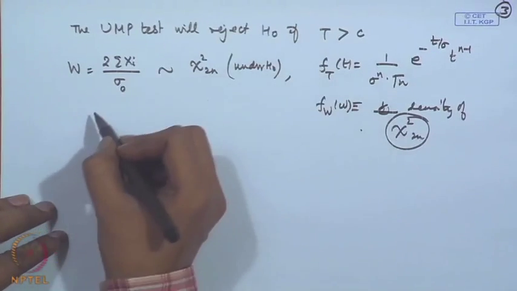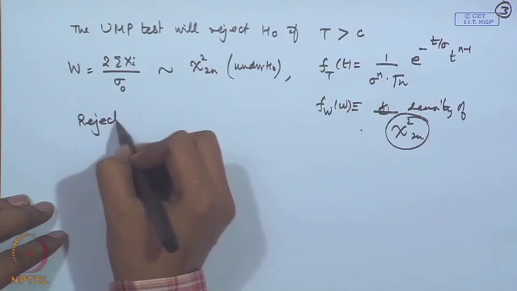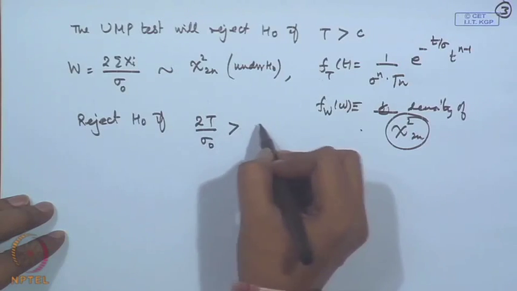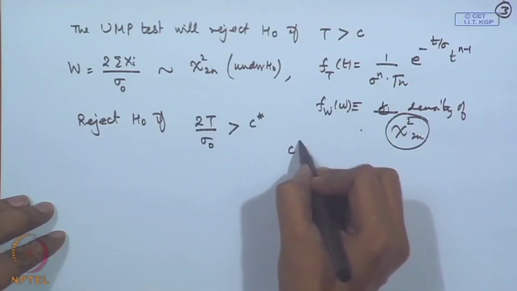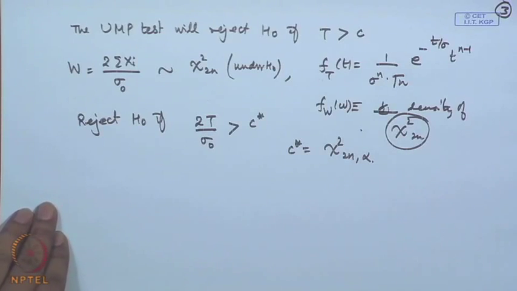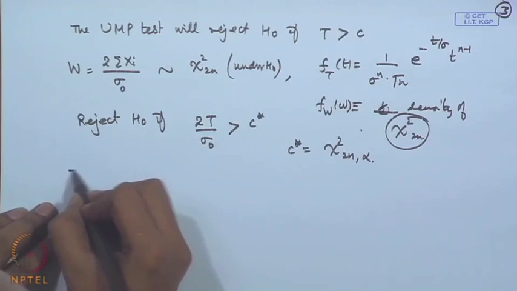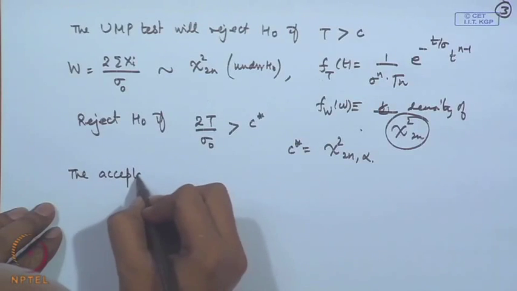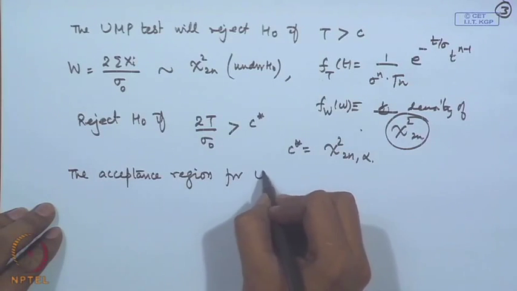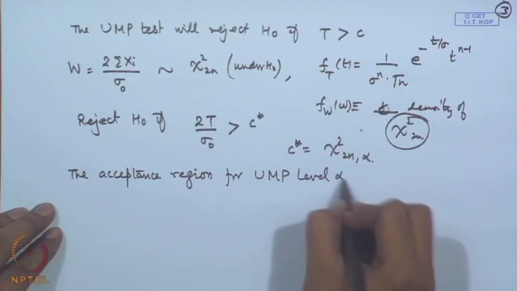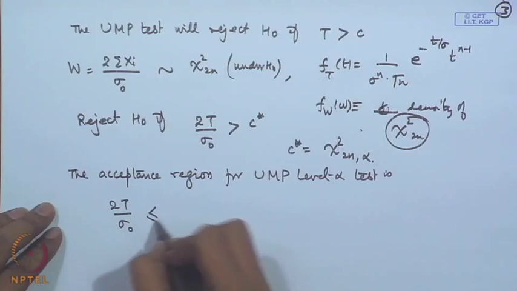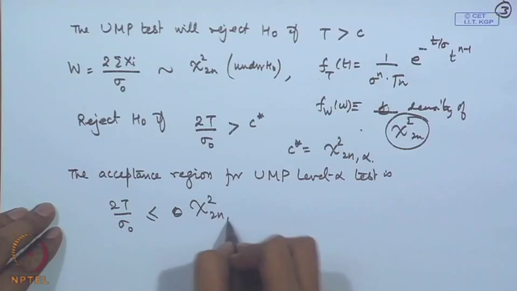So, we can write reject H naught if 2 t by sigma naught is greater than say C star, where C star is nothing but chi-square 2 n alpha. Okay. So, the acceptance region for UMP level alpha test is 2 t by sigma naught less than or equal to chi square 2 n alpha.